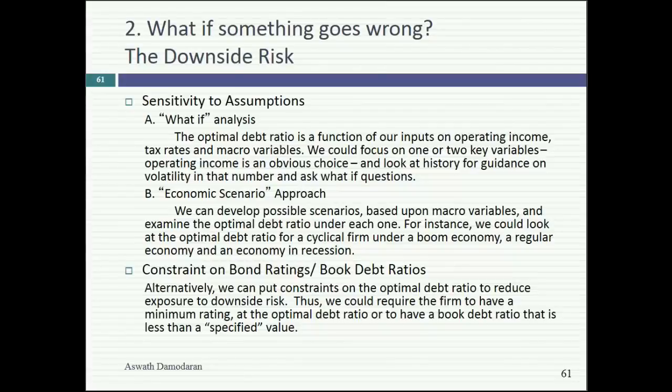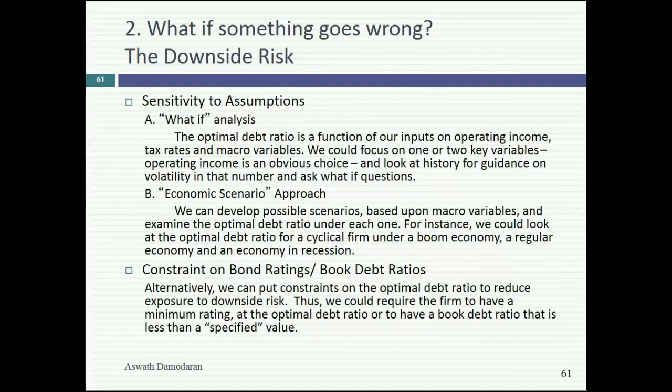My job is not to get you to borrow more money. It's to borrow more money only if it makes sense to you. And in this part of the process, I have to bring in those constraints. So there are two ways I can do this. One is I can ask what if questions. And I'm going to show you the key number that drives the optimal is actually one number, that operating income number. Everything else is a side story.